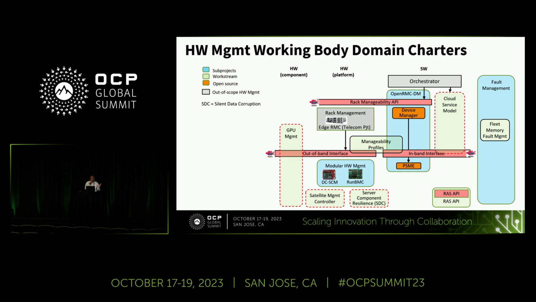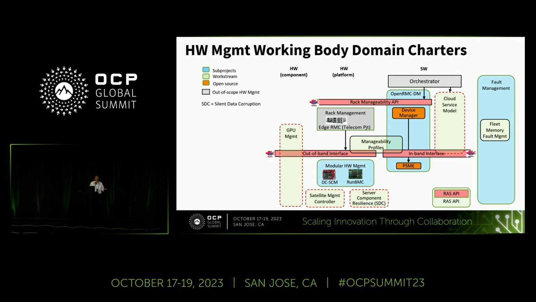So there are different ways you can look at it. We'll look at it from left to right as I'm facing the slide. To the left, you see a bunch of component-related management, GPUs. We have a talk that you will see on satellite management controller, all the components within the devices. Also for the out-of-band interface, this is where the platform interface comes into the picture. There is the run BMC, DC-SCM. These are the module specifications. They are defining basically how you build those management modules which are compliant with the spec.